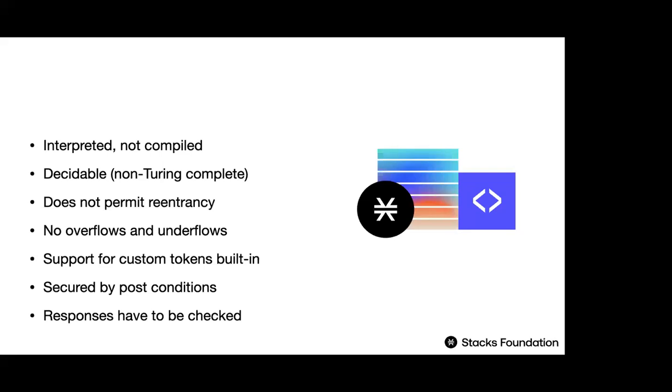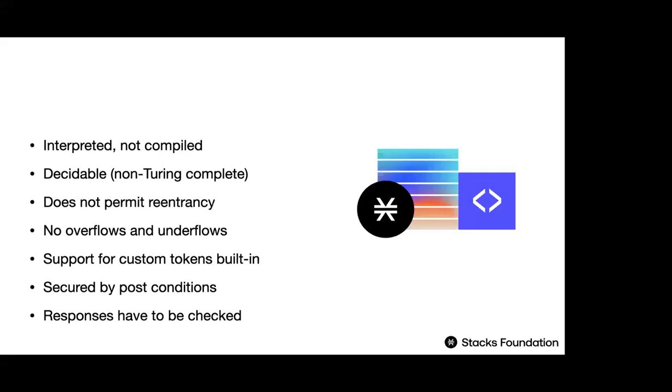And since custom tokens are built in, post conditions can also be used for NFTs and for fungible tokens. So if you are trying to trade on, say, a decentralized marketplace, you want to sell your NFT, you will have a post condition that says, at the end of this transaction, I will have transferred this NFT from my address to a different address, which is very, very powerful.